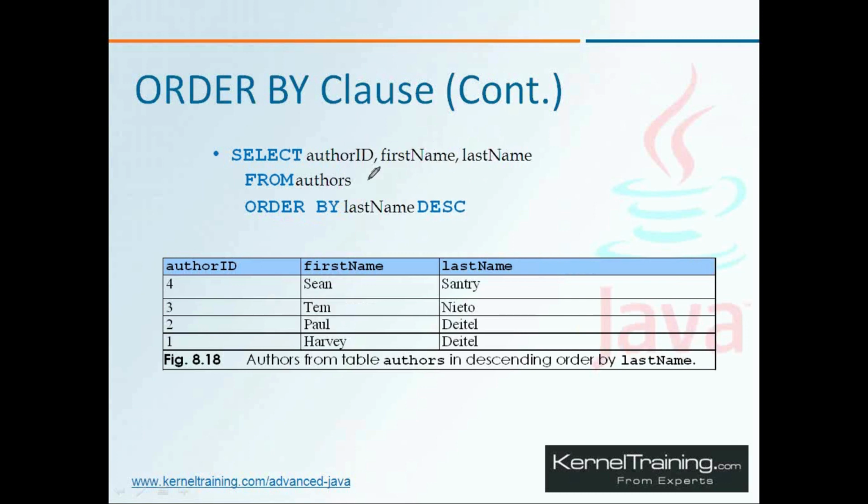Select author ID, first name, last name from the authors table, order by last name. I want to order the records based on last name. So first we got the last names in order, one after another. So this is called your order by clause, right?